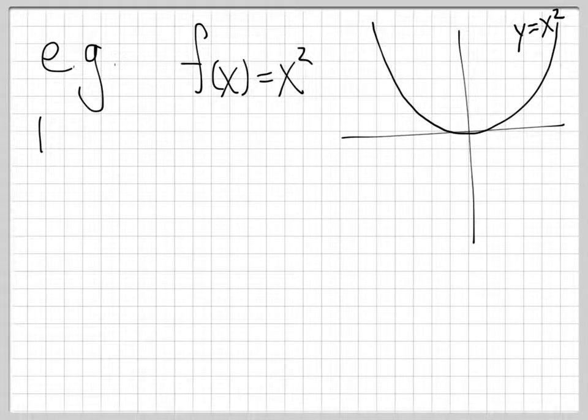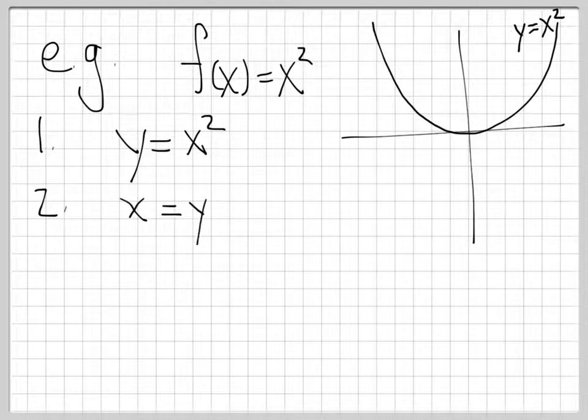So remember, step 1 is write y equals x squared. Instead of writing f of x, you can write y. Step 2 is switch. So change every y and every x. And step 3 is solve for y, y equals radical x.